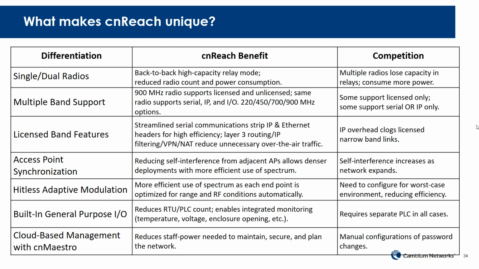That's kind of the key content. Again, what makes cnReach unique? Supporting those dual radios, lots of different bands to choose from. We've introduced with 0110 a number of features that assist with managing traffic on licensed bands. The product has synchronization to reduce self-interference, hitless adaptive modulation, so the radios will adapt their speed to the conditions of the environment. We talked about built-in general purpose I/O.